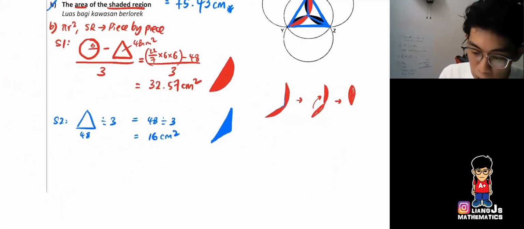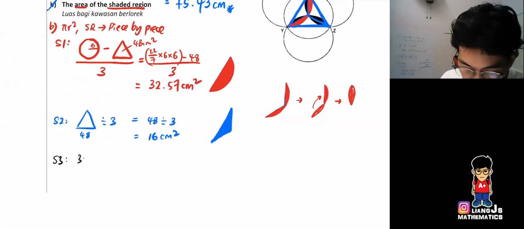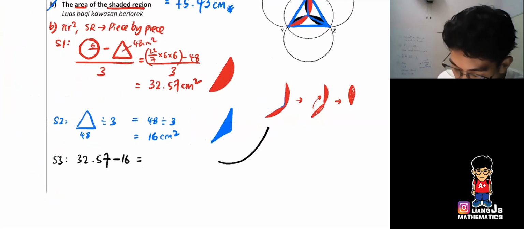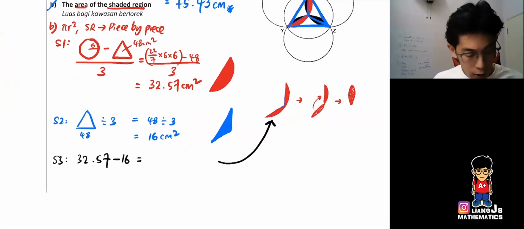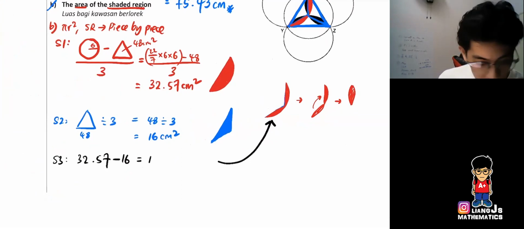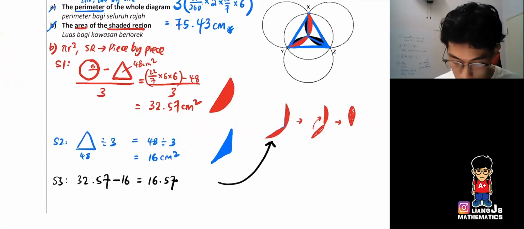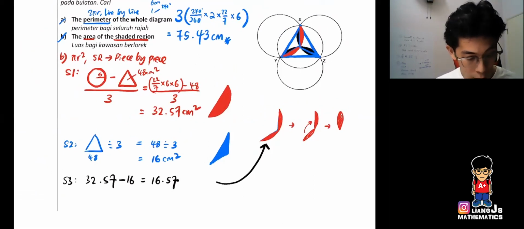So I will be writing my step 3 now. Step 3, 32.57 minus 16 to get this one. Which is 32.57 minus my 16, I'll be getting 16.57. Hey, sorry, did I minus wrongly? Yeah, minus wrongly, sorry. It should be 48 divided by 3. 48 divided by 3, yes.